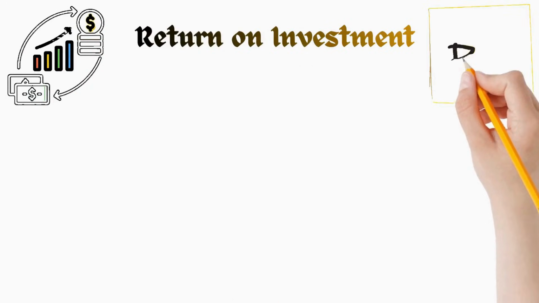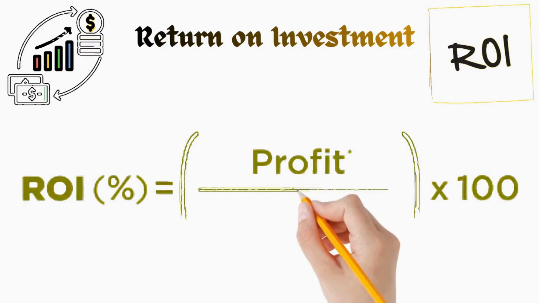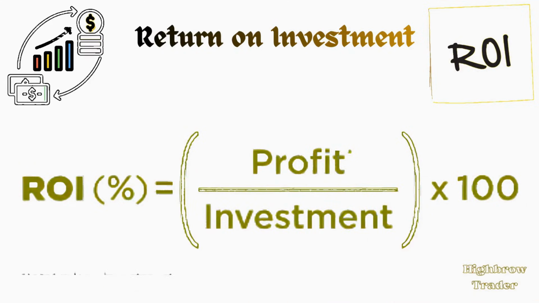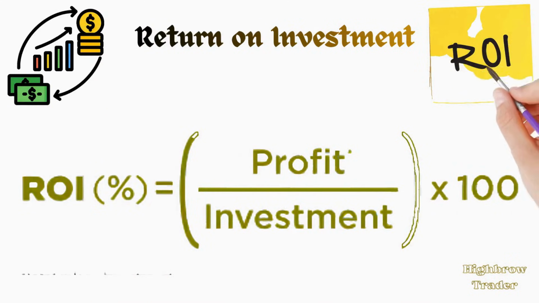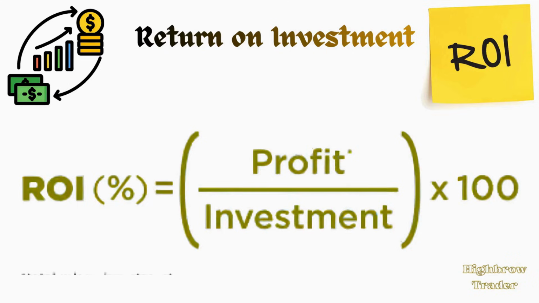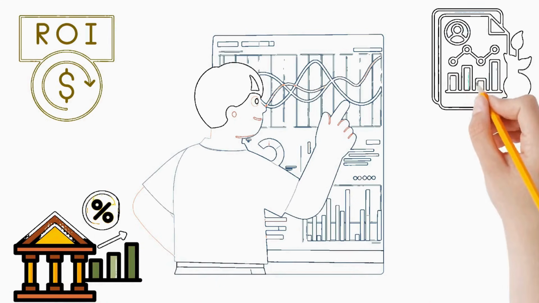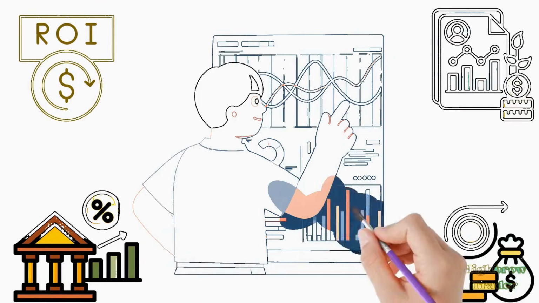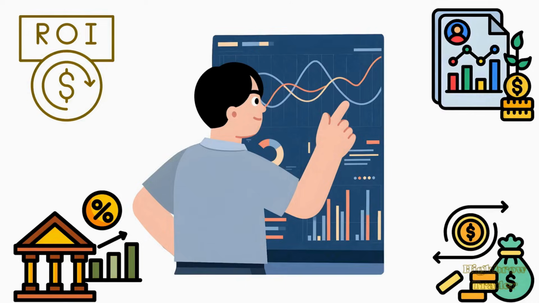Return on investment, pronounced ROI, measures how much profit a company earns compared to the amount invested. The formula is ROI equals profit divided by investment. For example, if a company earns a profit of 20 from an investment of 100, the ROI is 20 divided by 100, which equals 0.20 or 20%. A higher ROI indicates better performance. Investors use ROI to compare different investment opportunities and determine where their money can generate the highest returns.